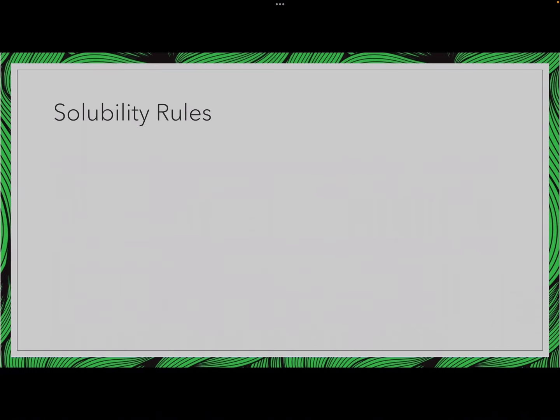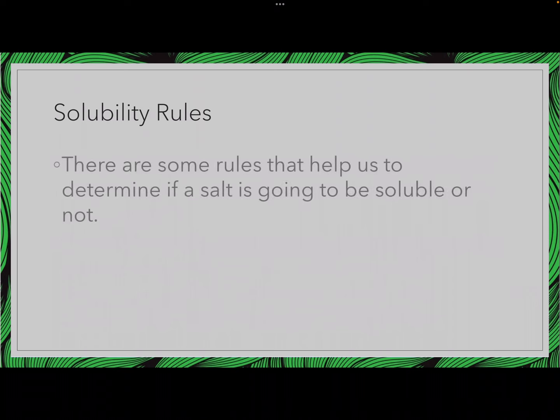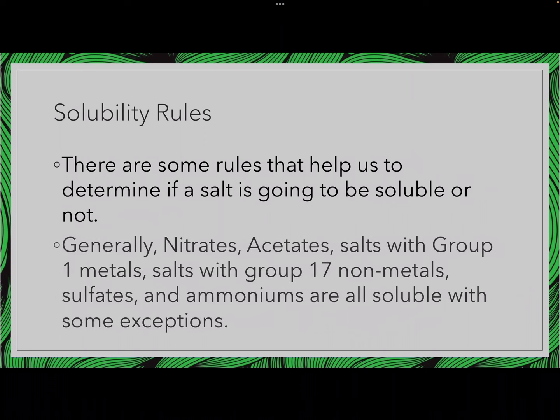Now, our solubility rules. There are some rules that help us to determine if a salt is going to be soluble or not. Generally, nitrates, acetates, salts with group 1 metals, so our alkali metals, salts with group 17 non-metals, so our halogens, sulfates and ammoniums are all soluble with a couple of exceptions.